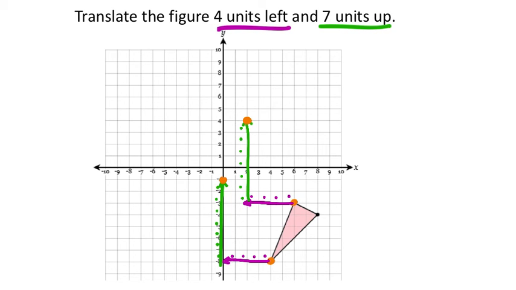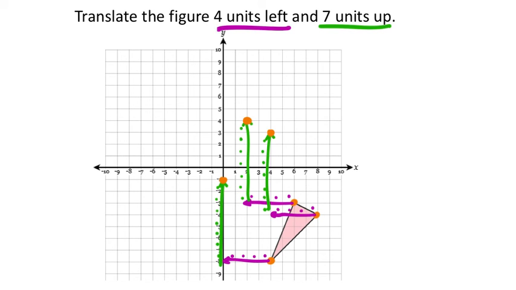Then I'll do the same thing with this last point. So here on the very right, same thing. 4 units to the left. 1, 2, 3, 4. That takes me this far. And then 7 units up. 1, 2, 3, 4, 5, 6, 7. So that'll be, I'm going to do that line a little bit better. Maybe not. All right, there's my 3 points.